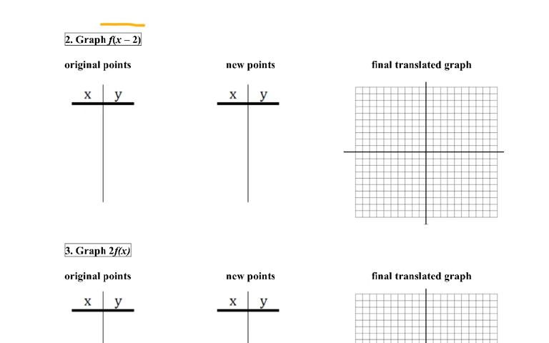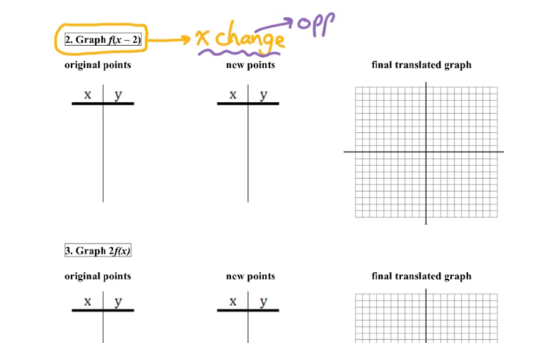Number 2 says, let's graph f of x minus 2. So remember, if you see a change on the inside, that means that's an x change. So something horizontal is happening, and it's -2. Remember, anytime we see an x change, we always have to do the opposite of what we see. The -2 makes me think, oh, it's minus, that means it's going to the left, not to the right. But no, since we're thinking opposite, x minus 2 means we're actually going to the right 2. And that's kind of tricky.